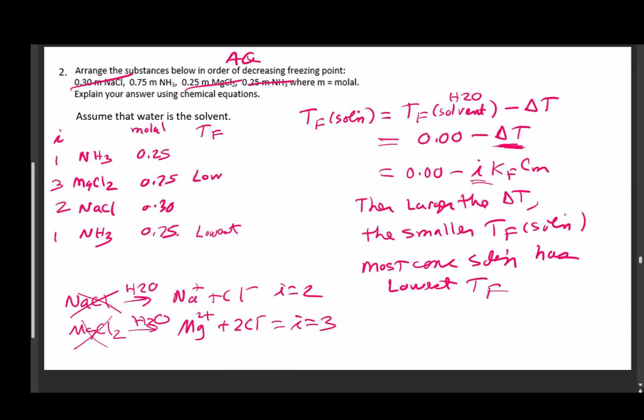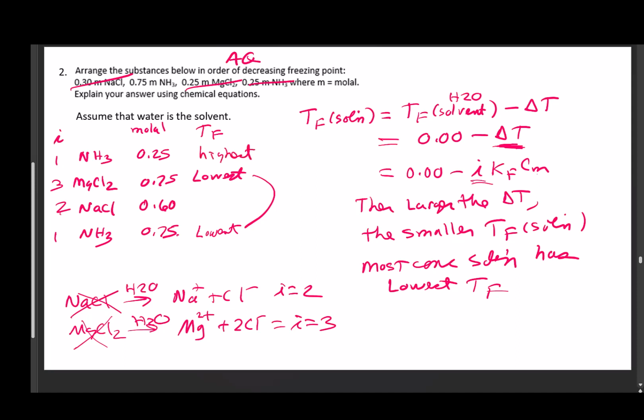Okay, so this should be the lowest as well. i is equal to 2 times, so 2 times 0.3 is 0.60. That's next highest. And the ammonia doesn't, so it has the highest.